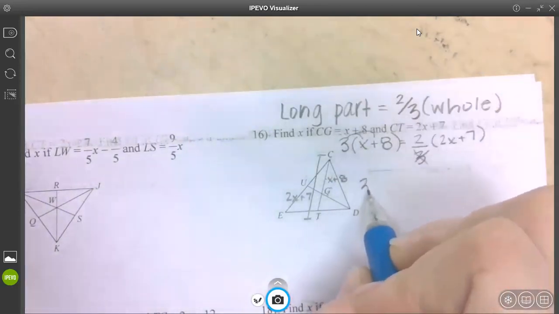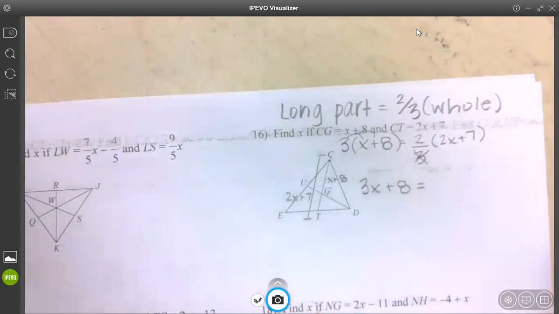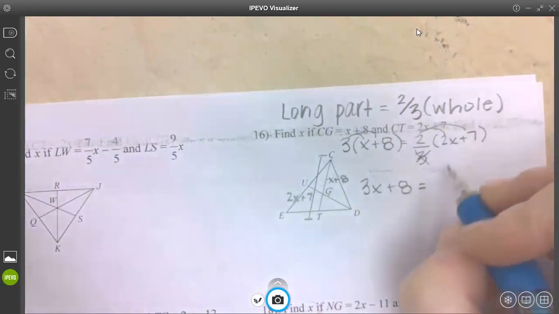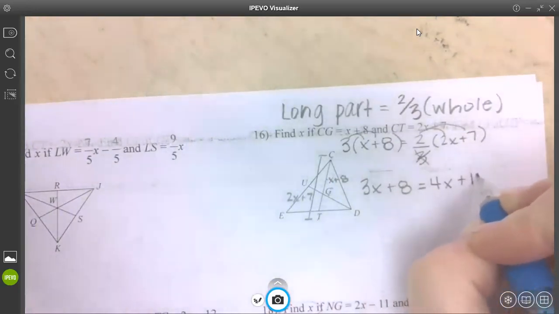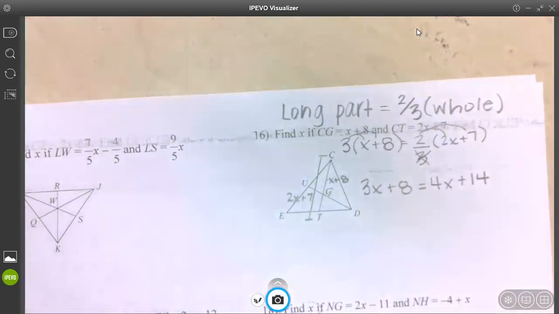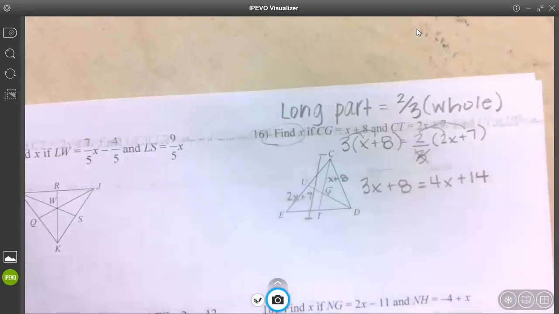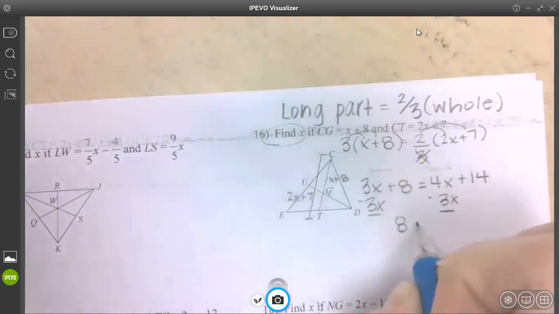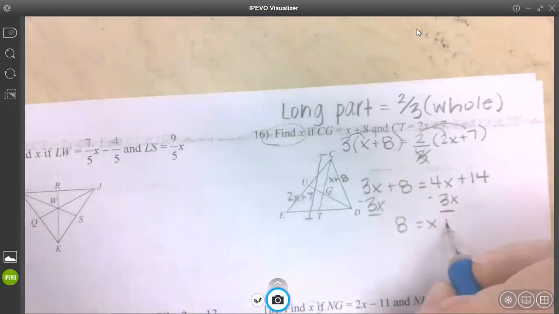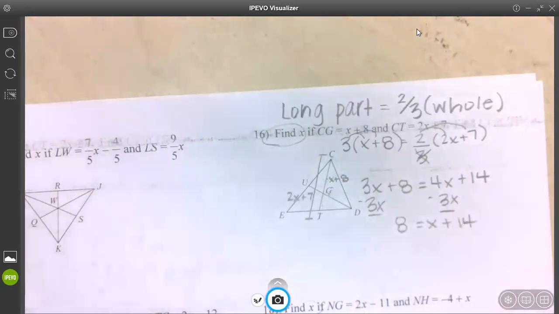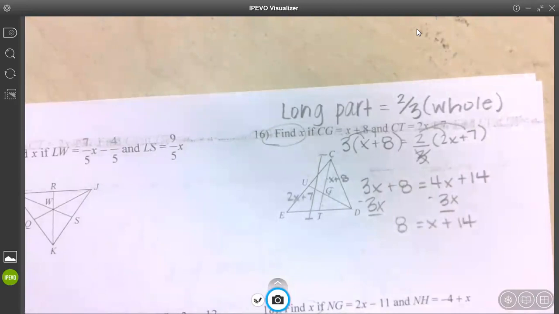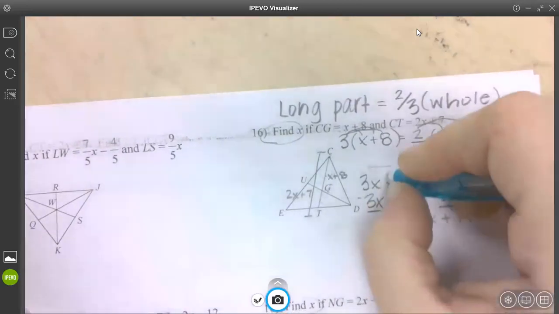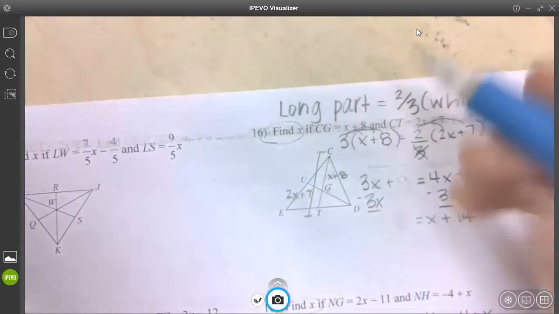When I distribute, I get 3x plus 8. And then if you look on this side, I can distribute by 2. So now it's a regular distribution. 2 times 2 is 4x, and 2 times 7 is 14. Now it's just solving. We're trying to find x, so we're just solving for x. I'm going to subtract my littlest x, and I get 8 equals x plus 14. I'm going to finish it out. Oh, sorry, I didn't distribute. 3 times 8 is 24. I apologize, guys. It's been a long day.